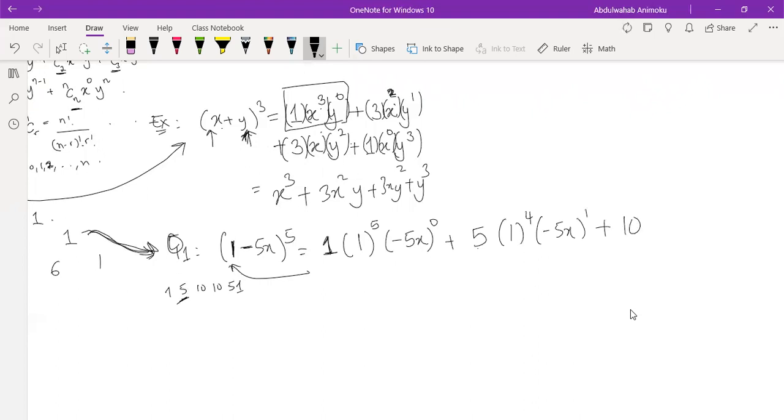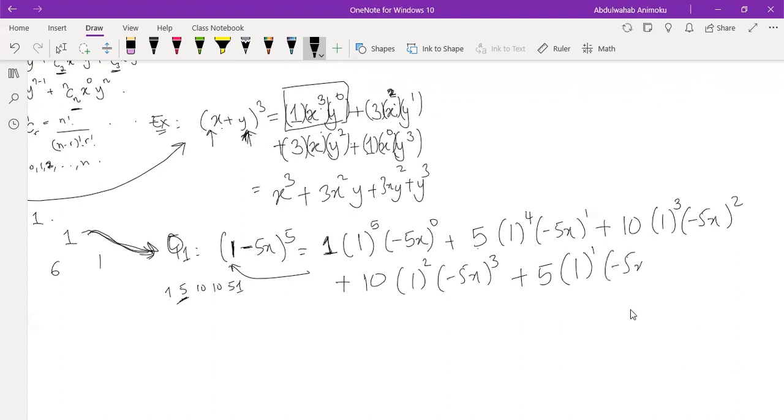Next coefficient is 10. Reduce the power of 1 by 1, increase the power of minus 5x by 1. Then we continue. Next one is 10 again. Reduce the power of 1 by 1, increase the power of this by 1. Then the next one is 5. Reduce the power of this by 1, increase the power of this by 1, plus. Finally, we have 1, the last coefficient. Reduce the power of this by 1, increase the power of this by 1.